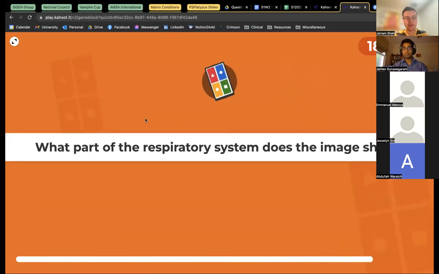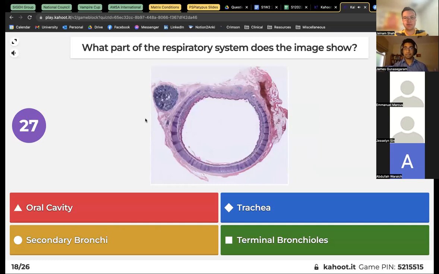Next question. Which part of the respiratory system does this image show? An extremely classic picture that you'll get if you ever get a histology question, which I really hope you don't because I hated histology. But if this comes up, then that's free marks because we've covered it here.